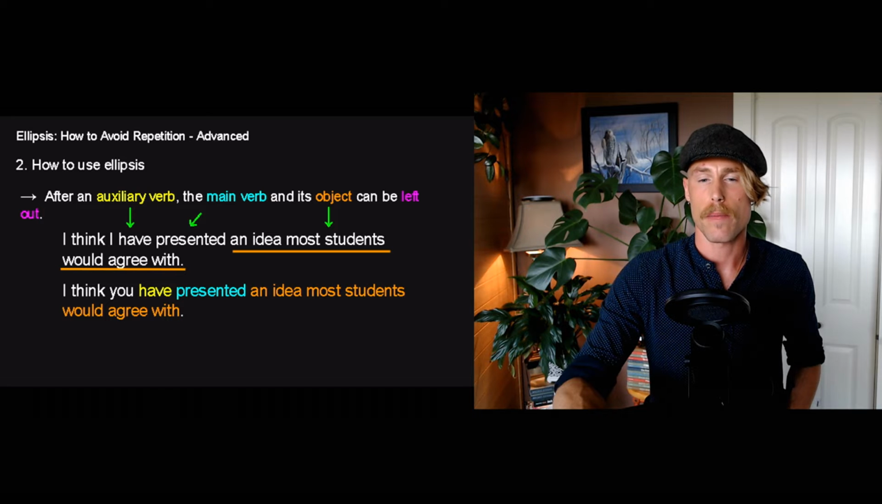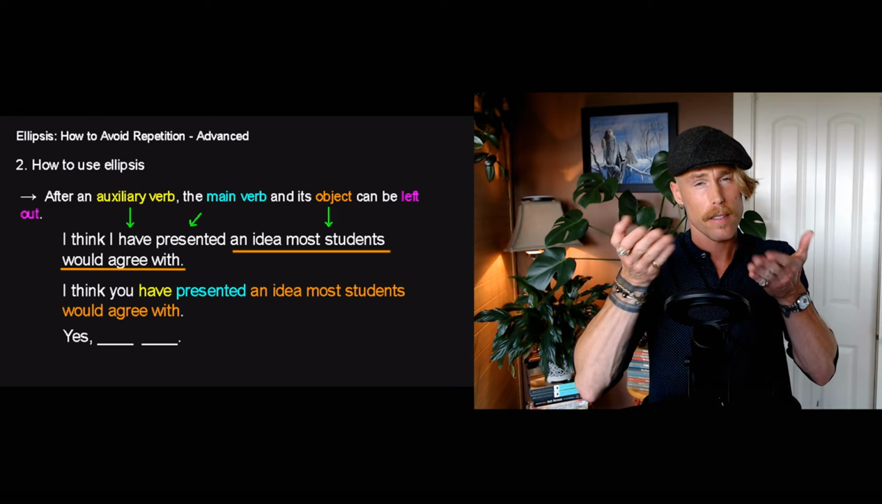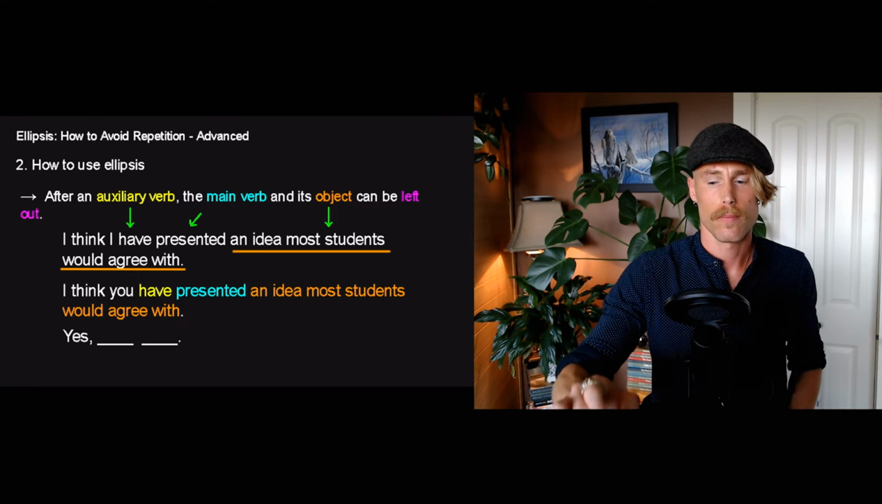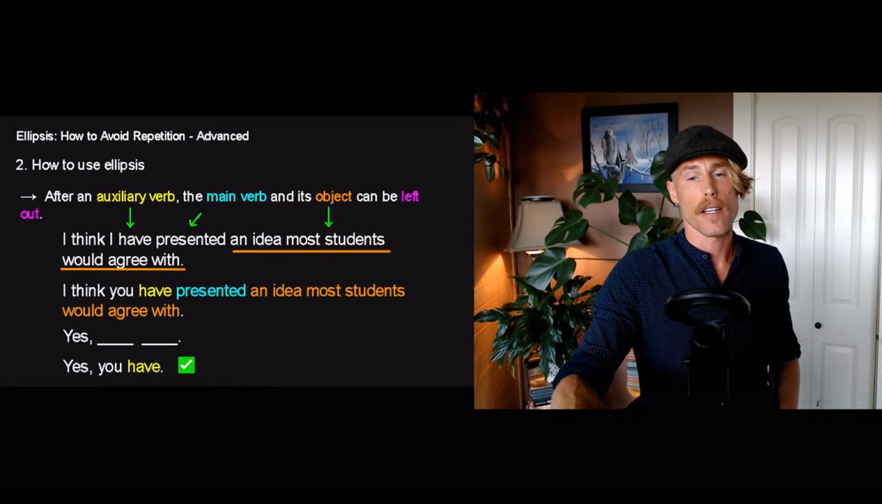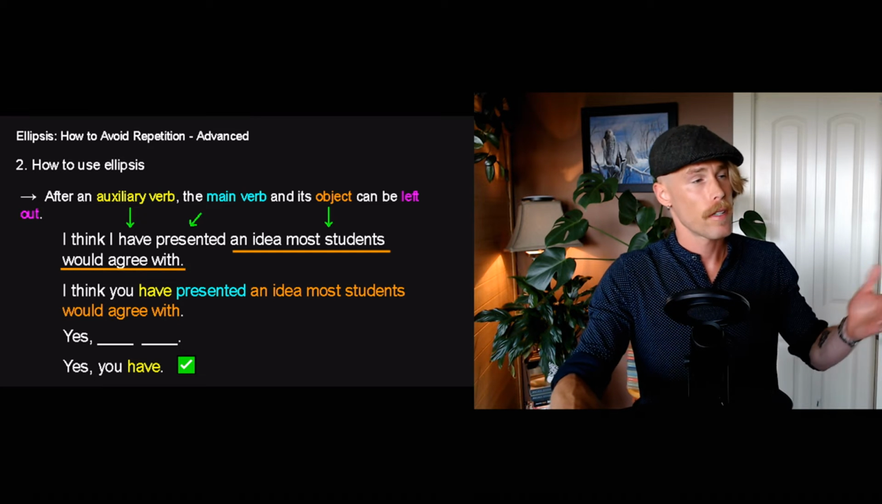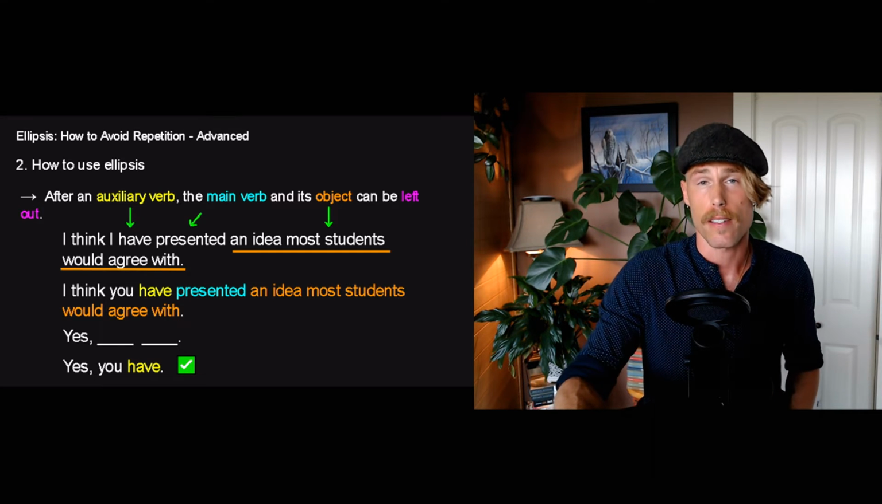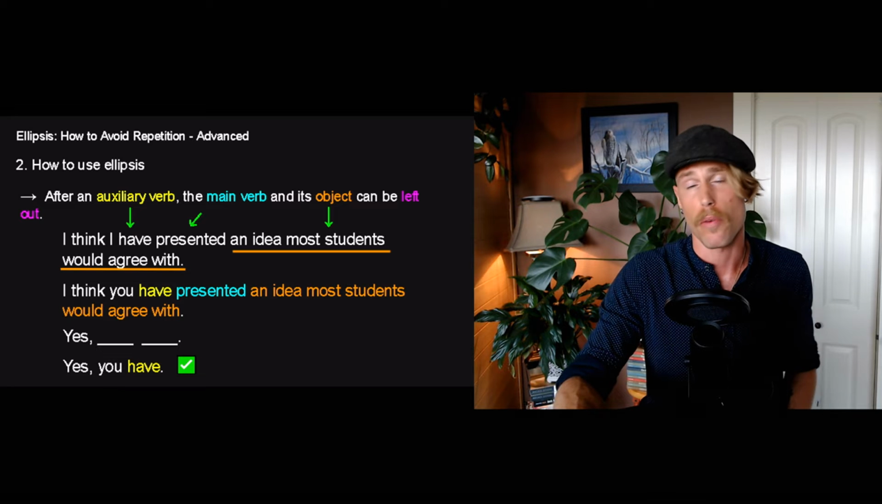Here we can see the same sentence with everything in their proper colors. What is the ellipsis? Yes, blank, blank. What do you think? Yes, you have. I think I have presented an idea most students would agree with. Yes, you have. Or, yes, Liam, you have. Both are good.